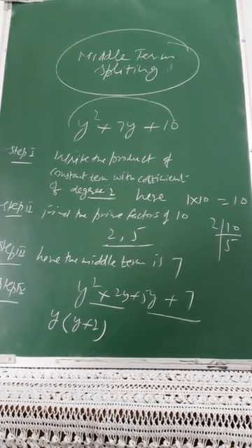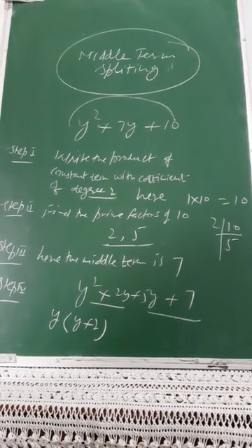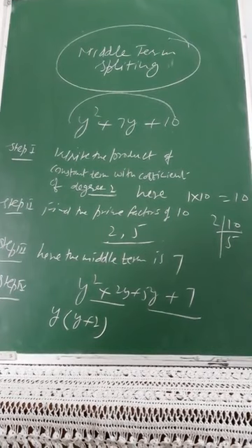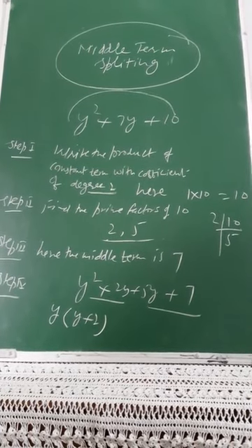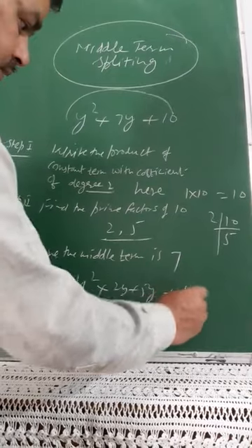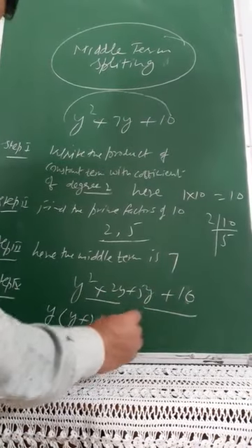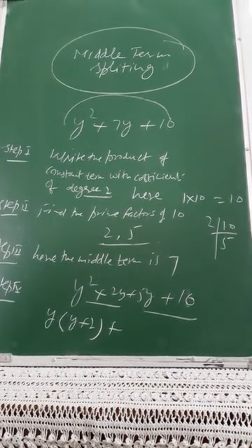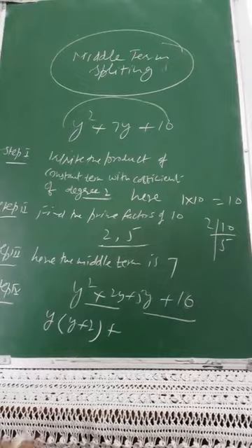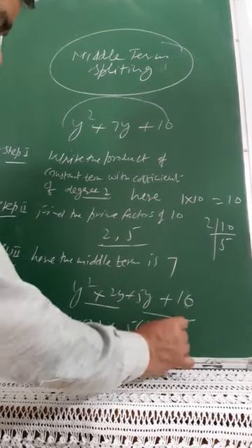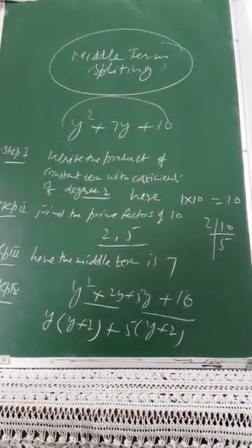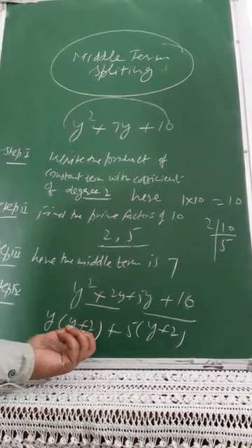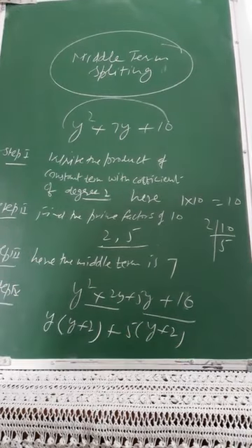Here something is wrong with us, because when we will be splitting the middle term, 2y plus 5y, here it is plus 10. Fine. So then again, y was common, so here 5 is only common and you will be left with 5 into y plus 2. So this is the uniqueness in middle term splitting. Whatever will be there within the first bracket, same thing always will be there within the second bracket.